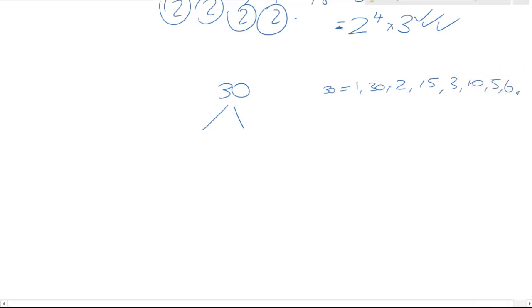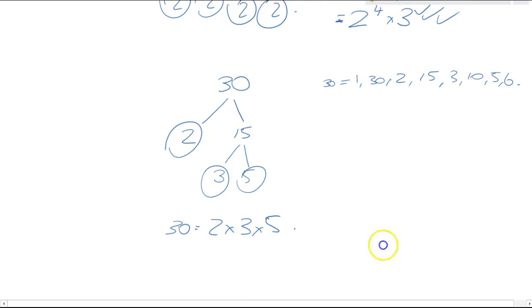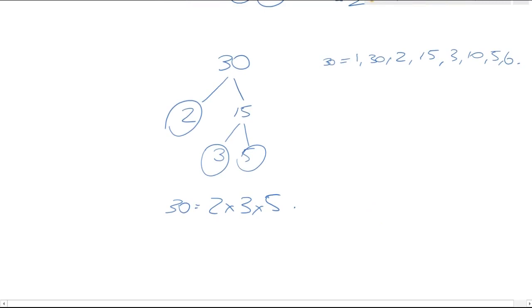Okay, cool. So I'm going to choose 2 and 15. All right, so 2 is a prime number straight away. Factors of 15, 3 and 5. Prime number in 3, prime number in 5. Okay, so I should have 30 equals 2 times 3 times 5. Cool. All right, let's have a look at another example. No powers in my answer there, interestingly.